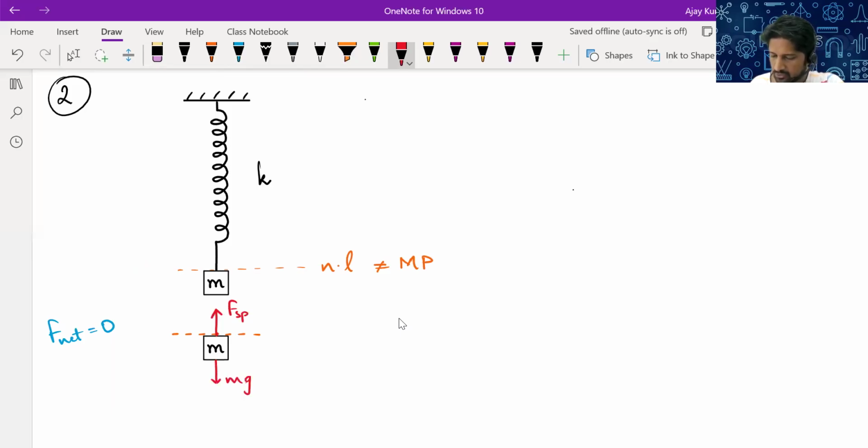These two should be balanced. Wherever they are balanced, that position is called the mean position. And at the mean position, the spring is already stretched. We had solved questions like this also in work, energy, power.